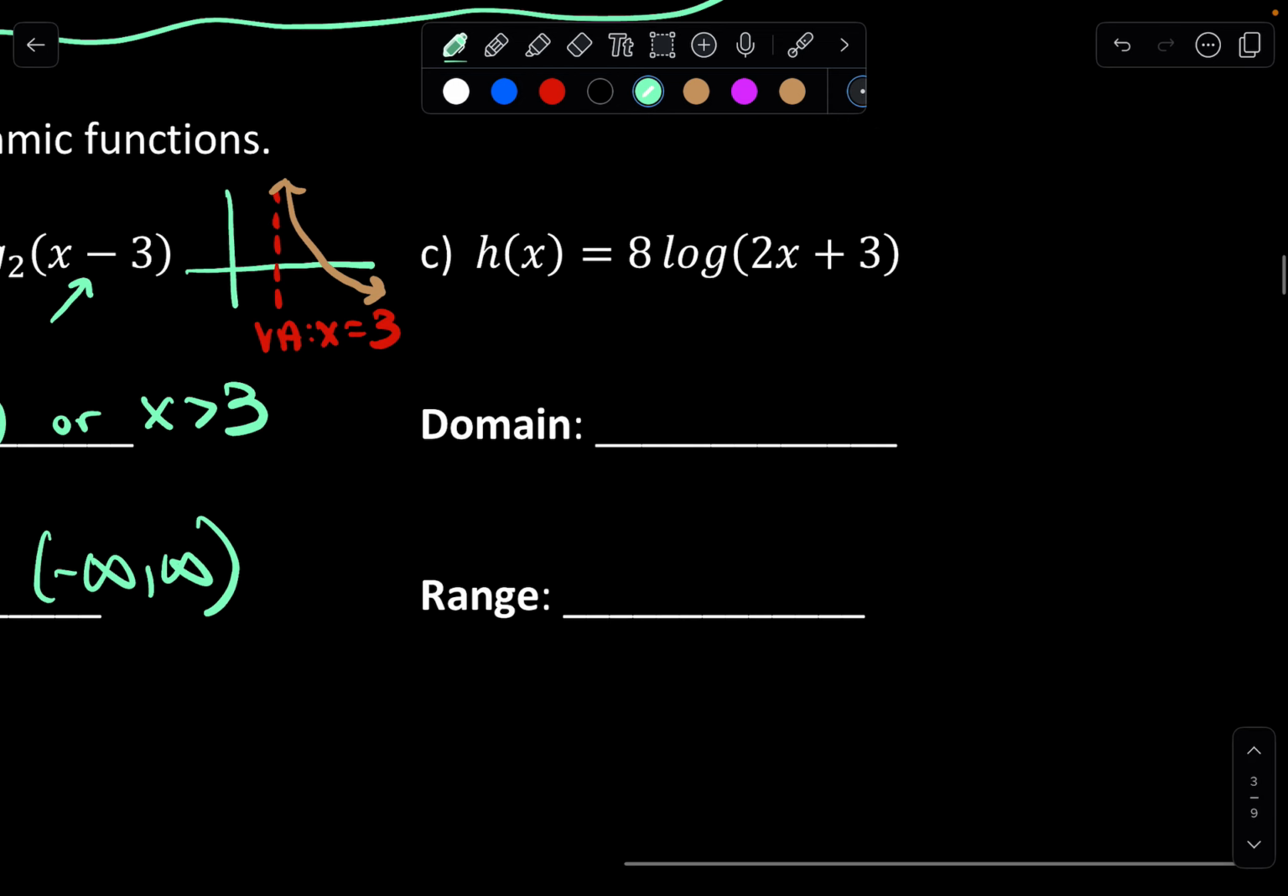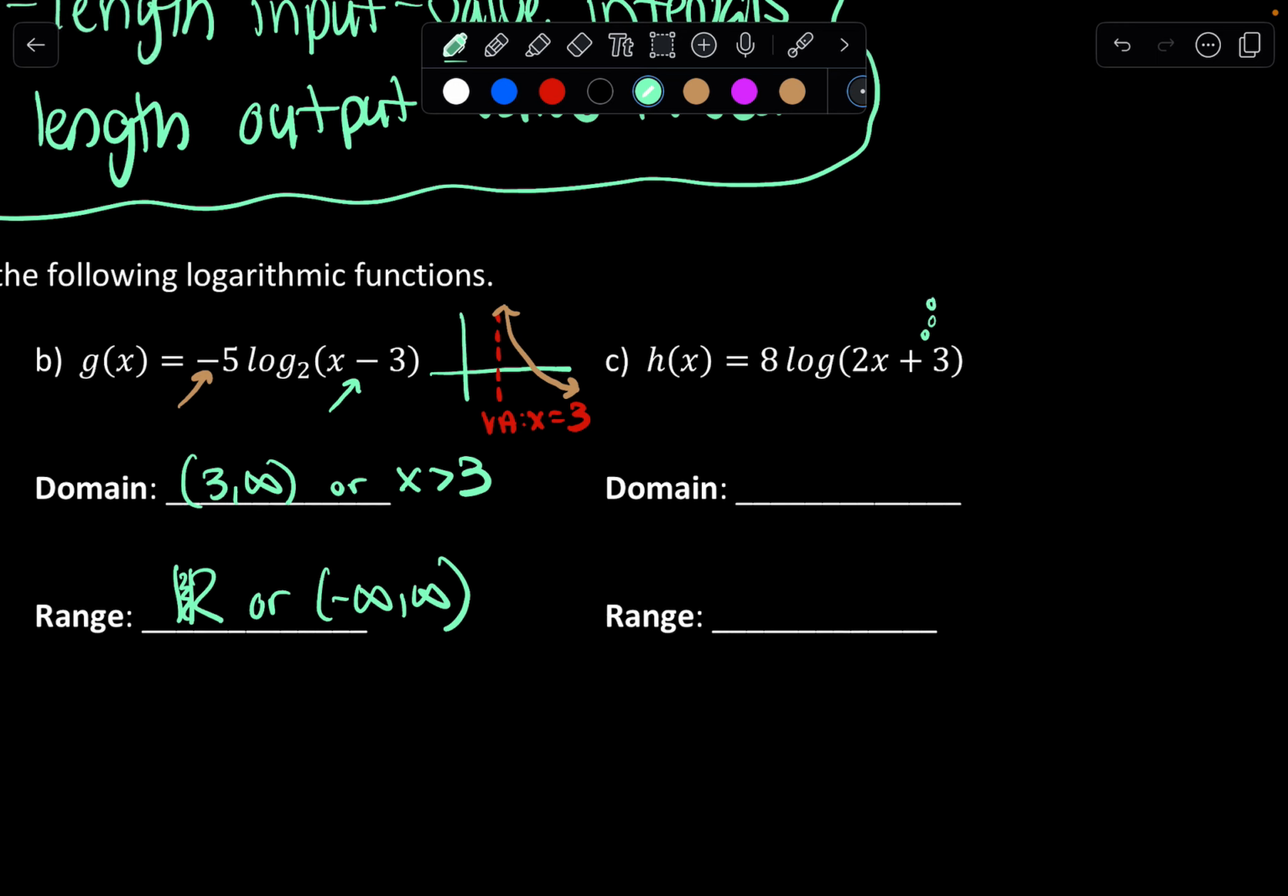Lastly, we have 8 log of 2x plus 3. Think back to Unit 1, where if we truly want to see a transformation, we need to isolate the x. So if we factor a 2 out from both of these terms, we get 2 times x plus 3 over 2.